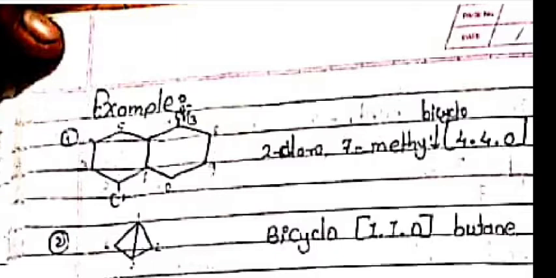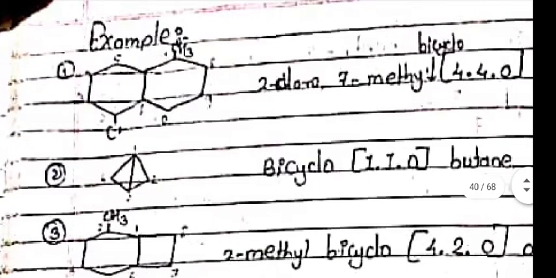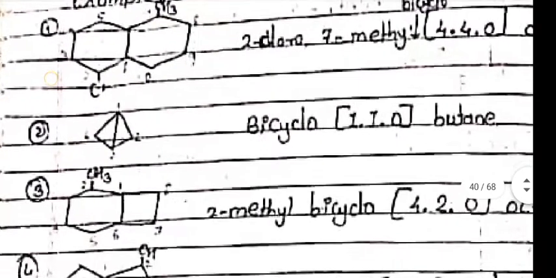Then substituents are there, so numbering should be done in a way that the substituents get the minimum numbers. We can start numbering from any one of the rings, because both rings are of the same size. So we start numbering from the carbon atom where the chlorine is attached. 1 2 3 4 5, so chlorine gets 2, meaning 2-chloro, then 6, and 7 methyl groups. In this way we can give the numbering to the compound.